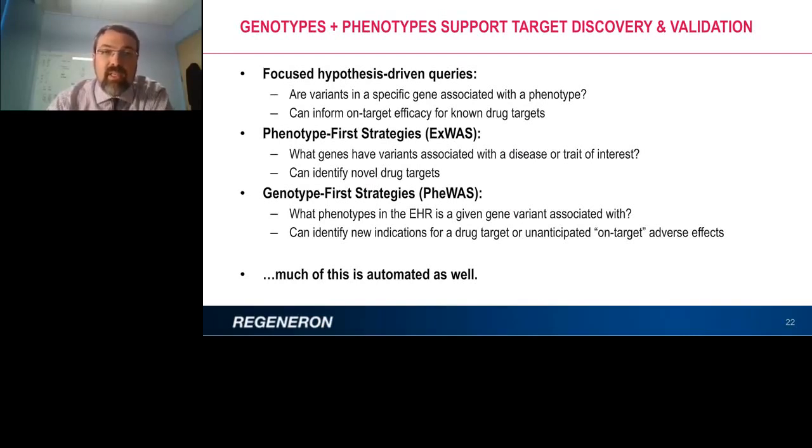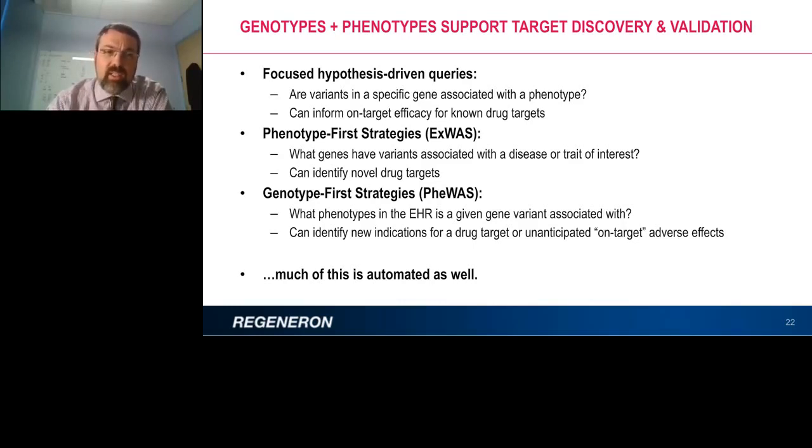So we're taking these genotypes, we're taking these phenotypes, and then we're making a variety of queries. For example, focused hypothesis-driven queries. So are variants in a specific gene associated with a specific phenotype? Maybe we have a particular idea about an on-target efficacy effect for a known drug, and we want to test it genetically. We can do that. We can ask that specific question of this data.